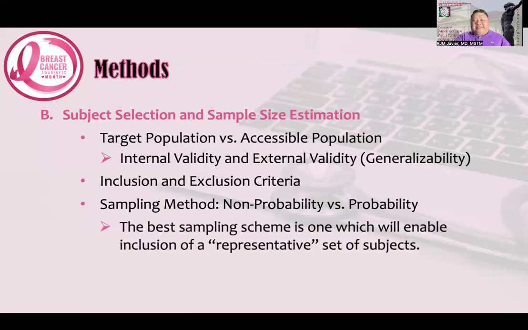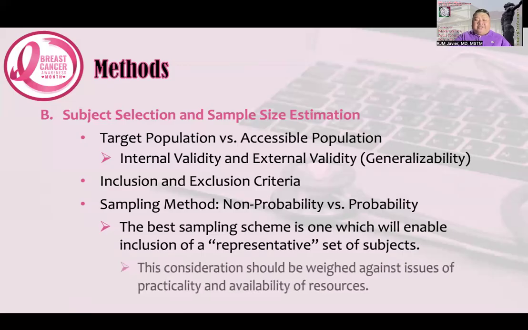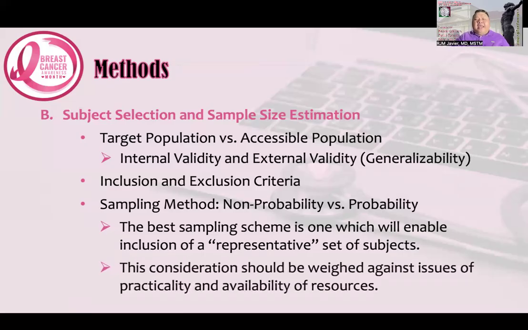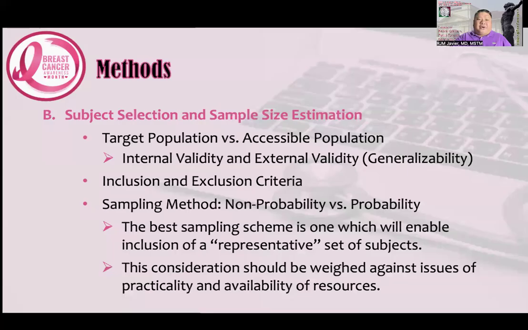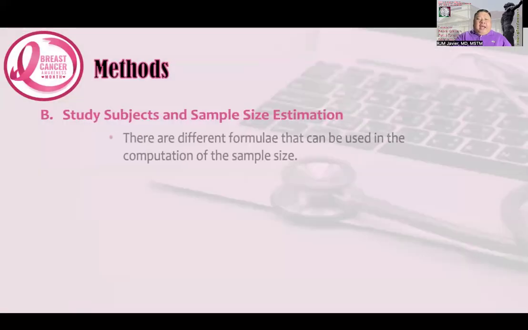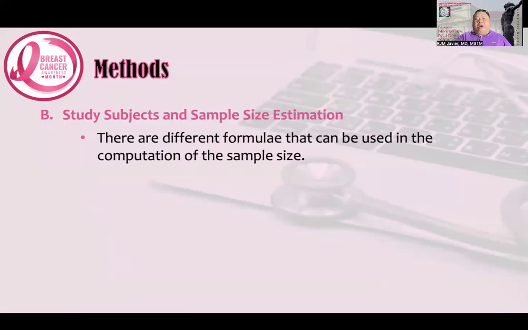Now, the best sampling scheme is one which will enable inclusion of a representative set of study individuals, and this consideration should be weighed against issues of practicality and availability of your resources. With regard to study sample size estimation, in the previous lecture, we have already introduced you to various formulae that you can utilize to estimate your sample size.